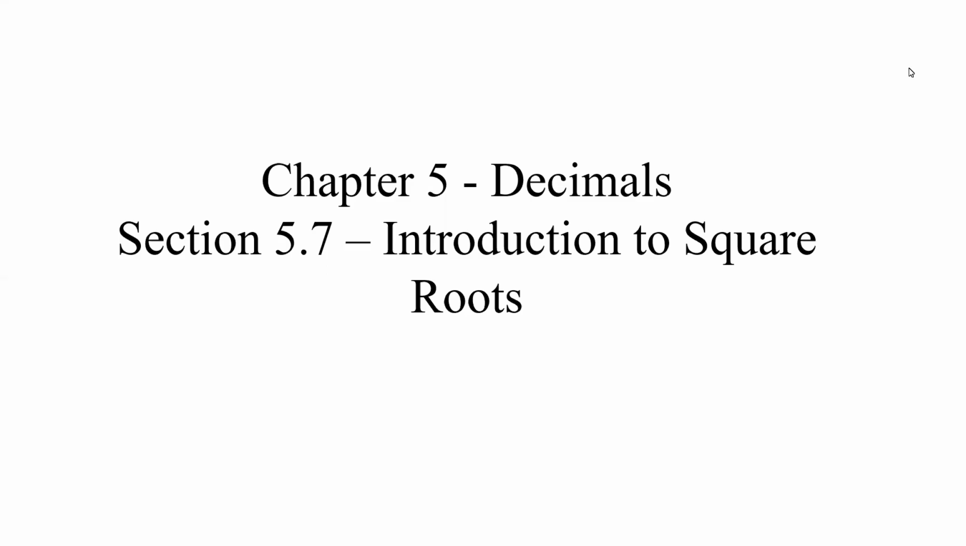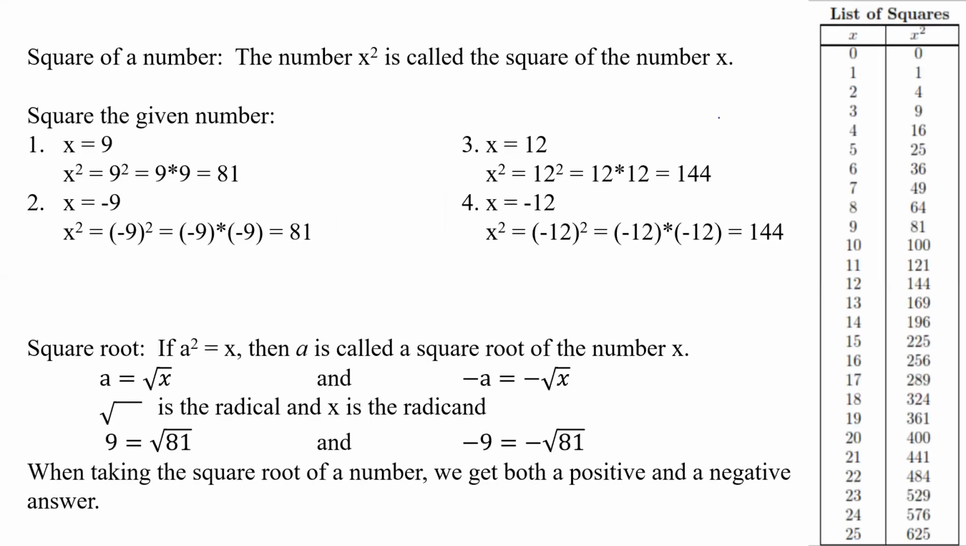Okay, today we're going to look at Chapter 5, Decimals, and we're looking specifically at Section 5.7, Introduction to Square Roots. One thing to note is for this section, you'll be given a table, a list of squares. So we'll have x's and the x squared, from 0 to 25, and then the appropriate squared values of each of those. So you don't have to memorize these, they will be given to you.